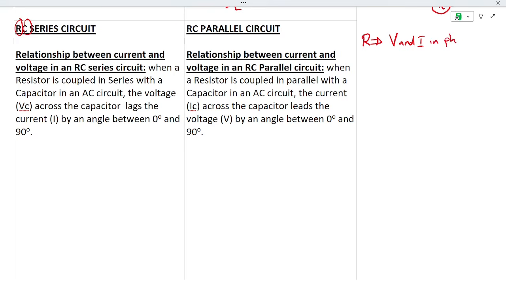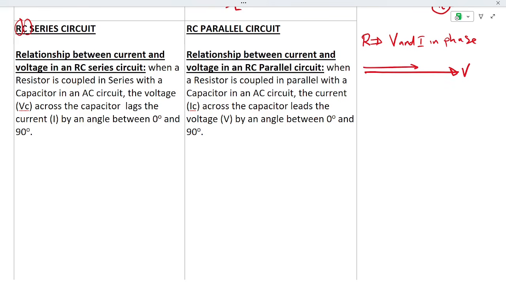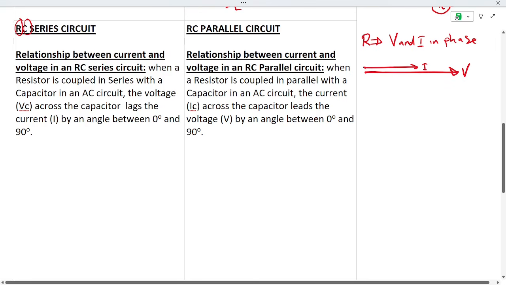In phase. What does that mean in terms of phasor diagram? This is the voltage vector, and then in parallel there is the current vector. So they are pointing to the same direction. That's what it means in phase.